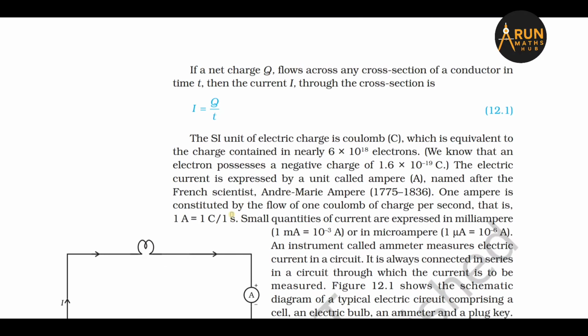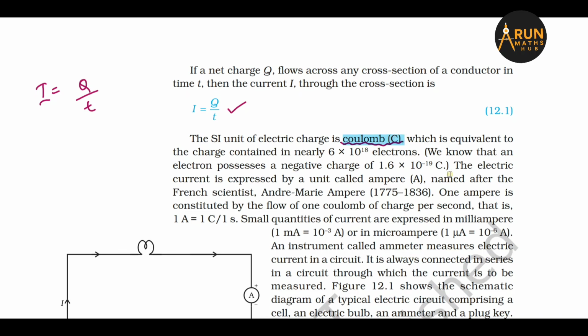Next page, we have the important definition, the current. The current is defined as the flow of charges per unit time. So the important formula here is I equals Q by T. Make a note of this formula. The current I equals Q by T. And the SI unit of electric charge can be asked in MCQ or 1 mark. What is the SI unit of electric charge? The SI unit of electric charge is Coulomb.